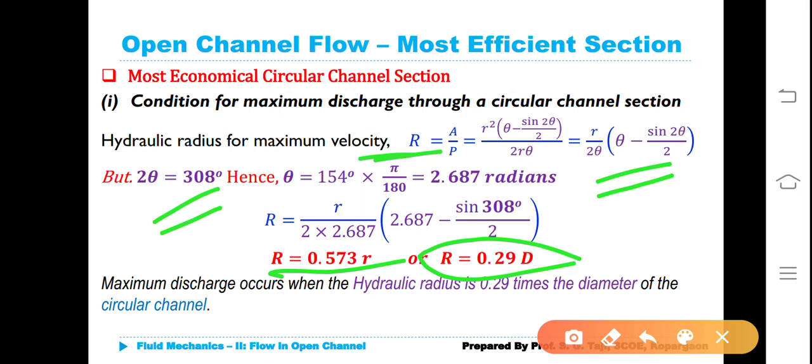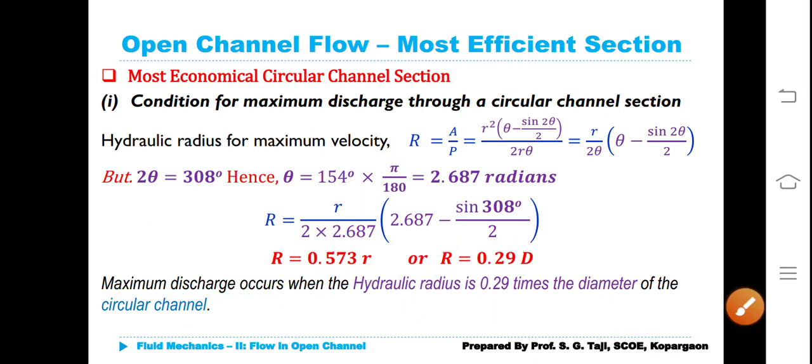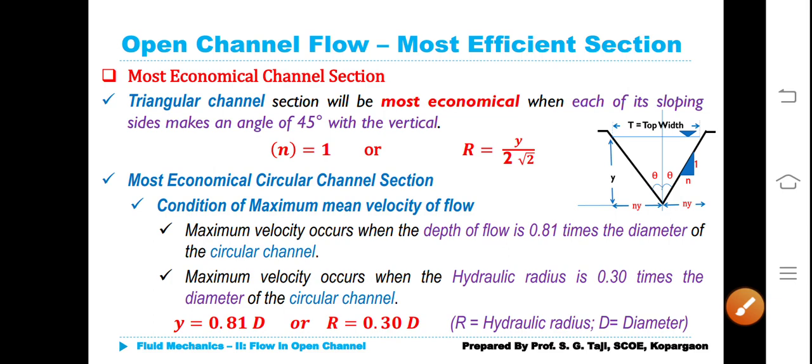Therefore, we can arrive and conclude that the maximum discharge occurs when the hydraulic radius or capital R is 0.29 times the diameter of the circular section, or capital R is equal to 0.573 times the radius of the circular channel section. Is it okay? Therefore, we can conclude as a whole.